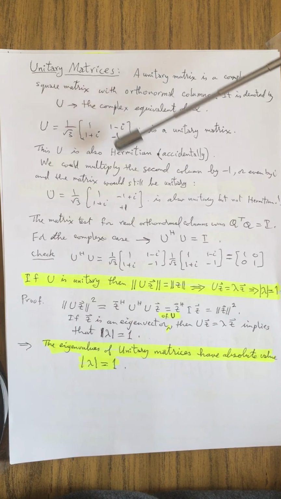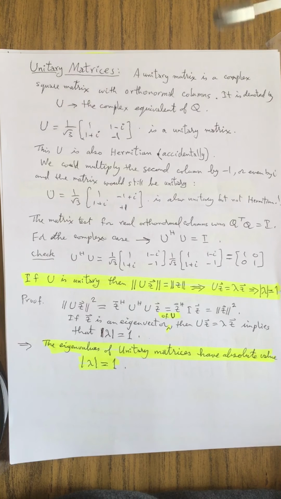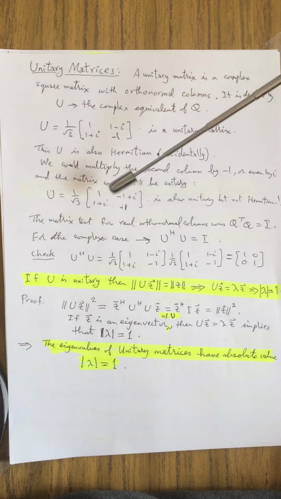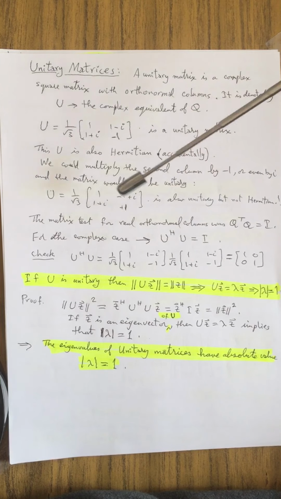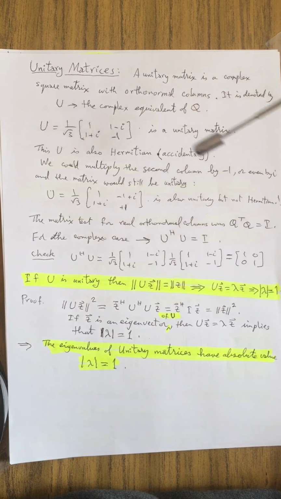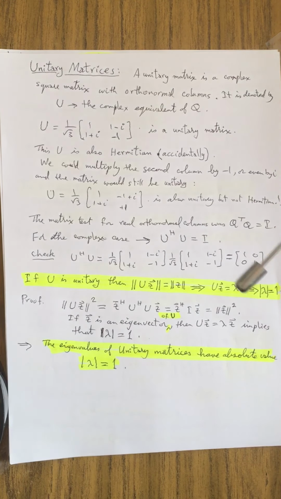You know that any eigenvector can be multiplied by any number and it is still an eigenvector. Magnitude changes but direction does not. Here, if we multiply by 1 or -1 or by I, the matrix is still unitary, but it is not Hermitian if we multiply by I or by -1. The matrix is unitary because it satisfies U Hermitian U equals I.